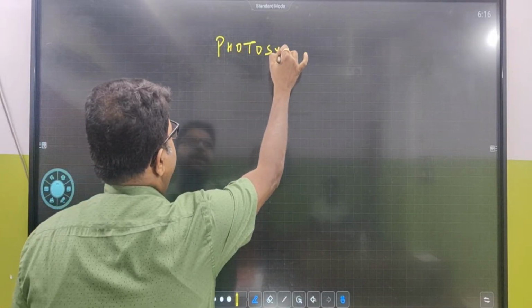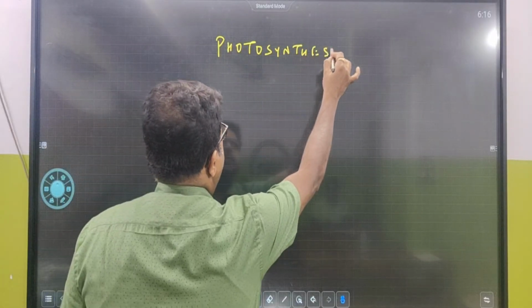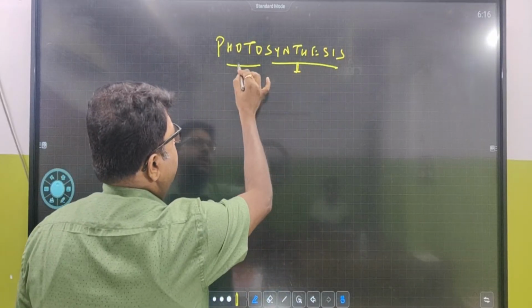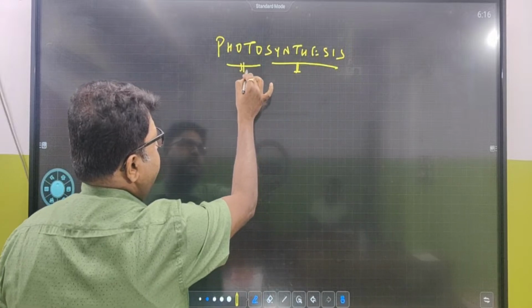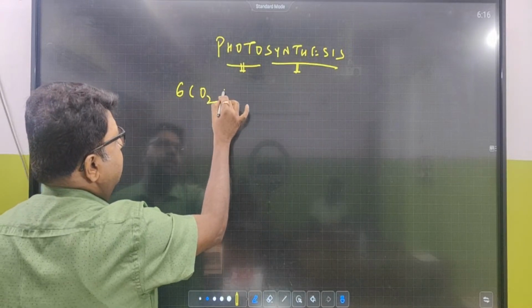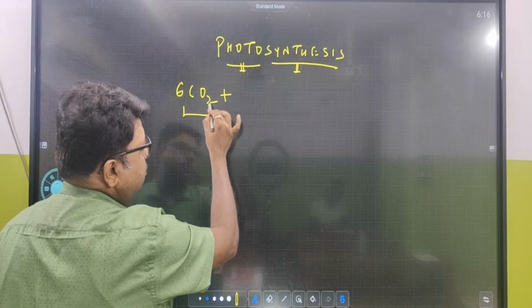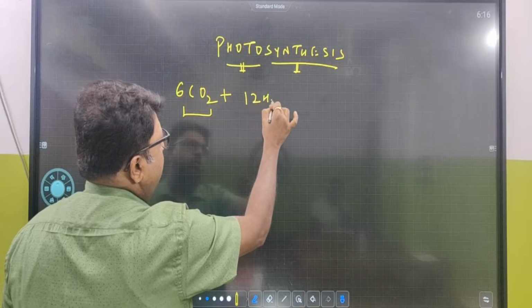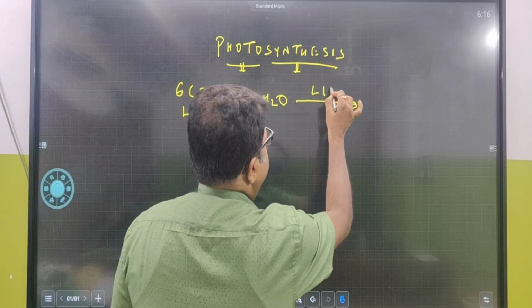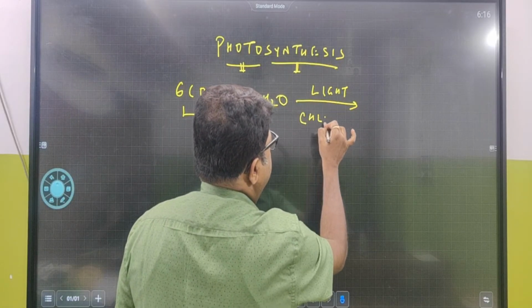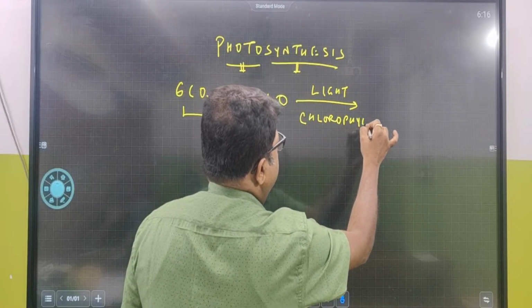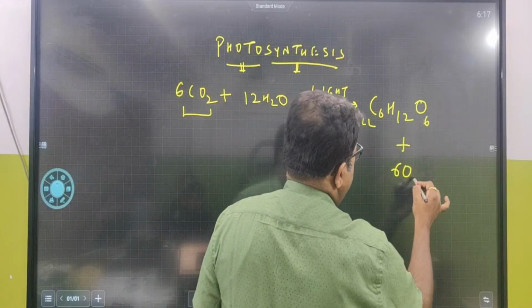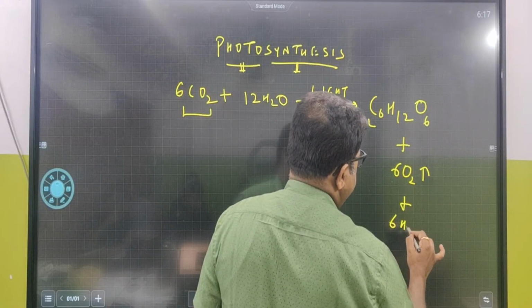So a basic idea, ছোট্ট করে first 10 minutes. Photosynthesis means what? Synthesis means formation of something in presence of light. So what is that something? Normally atmospheric carbon dioxide is being fixed in presence of 12 molecules of water and in presence of sunlight and chlorophyll. Tell me what is being made? Glucose, C6H12O6 plus 6O2 plus 6H2O.